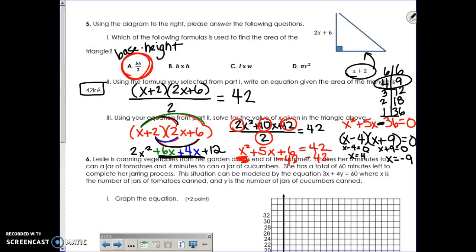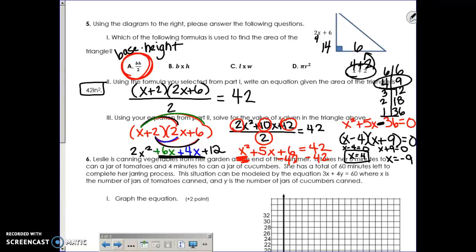Now here's the thing, I've got two answers to my problem, but they really aren't both the right answer. So I need to go back to my triangle and check and make sure that they both work. Well, if I plug in x equals 4, 4 plus 2 gets me 6 here. If I plug in 4 here, 2 times 4 is 8, plus 6 is 14. All right, well, we're good so far. And if I actually do the math and do 14 times 6 divided by 2, I would get 42. So 4 is a legitimate answer.